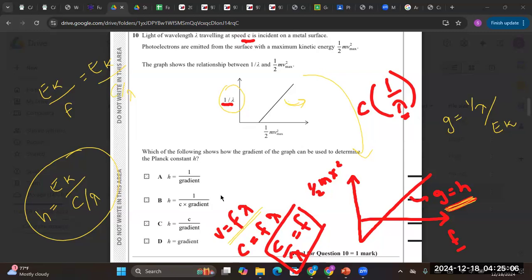If you want, you can even break this down even further. You can do c times 1 upon lambda. Yeah, Laiba, you were saying something? Yeah, I was saying if you could explain this question. Yeah, I will explain this question.